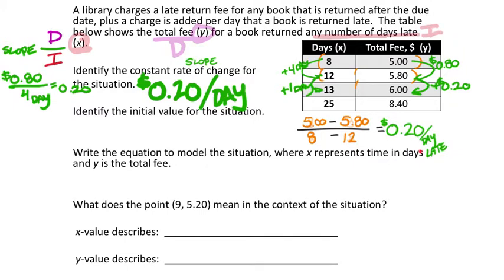Well, that's pretty much the same slope that we just found here, just simplified, right? And then we should get the same thing on this one. From $6 to $8.40, that increased $2.40. But now it increased by 12 days. So if you take $2.40 and divide it by 12 days, once again, you get that same 20 cents per day late, okay?